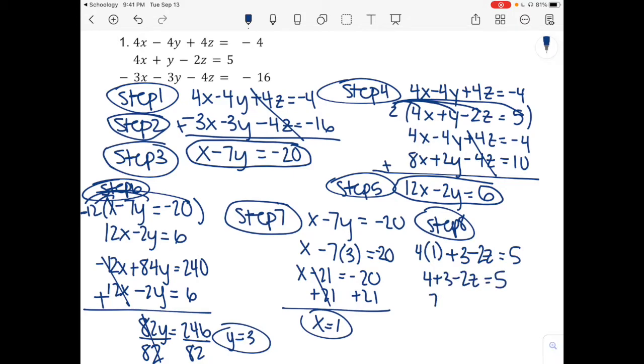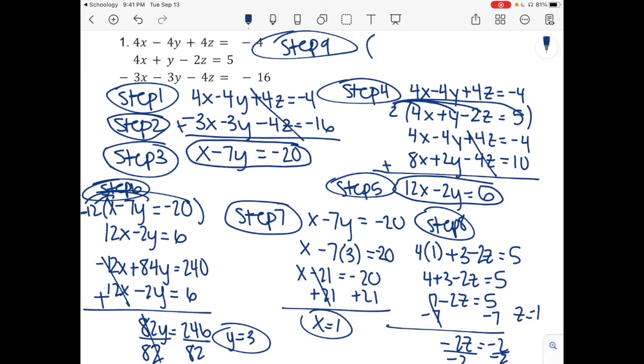So 4 plus 3 minus 2z equals 5. So 4 plus 3 is 7, minus 2z equals 5. Take away 7 from both sides. Negative 2z equals negative 2, and then divide both sides by negative 2. So z is 1. Last step, step 9, is to just write it out. X, y, z. Bam. Whew, that was a lot.